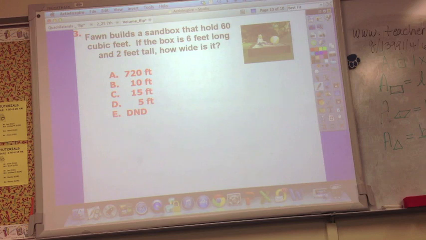This is the last question for the homework check. Fawn builds a sandbox that holds 60 cubic feet. If the box is 6 feet long and 2 feet tall, how wide is it?